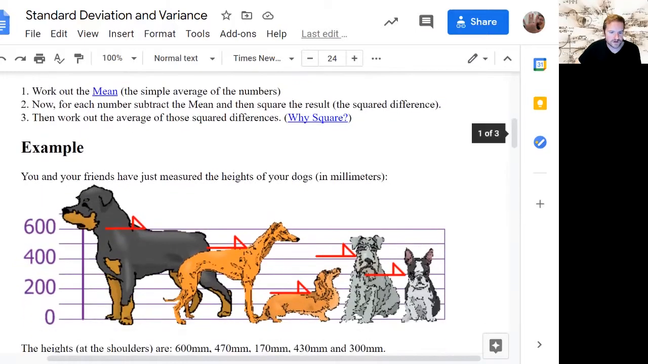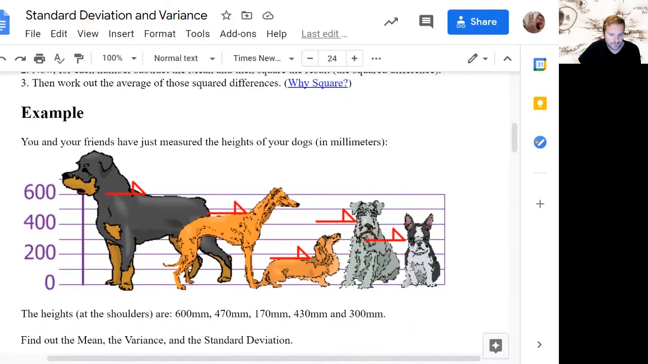You and your friends have just measured the heights of dogs in millimeters. Okay, and so we're going to measure the heights at the shoulders of the dogs. And you have found we have one dog which is 600 millimeters, one that's 470 millimeters, one that's 170, one that's 430, and one that's 300 millimeters. So find out the mean, the variance, and the standard deviation.